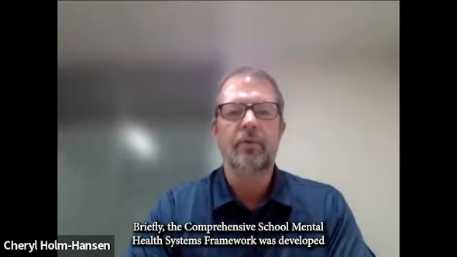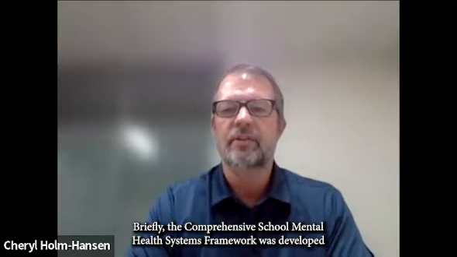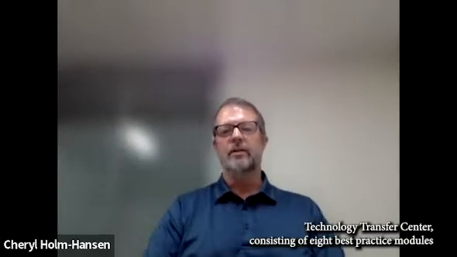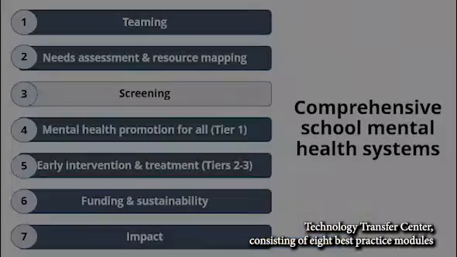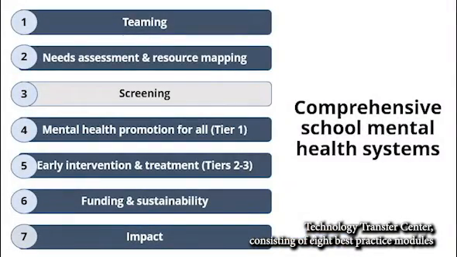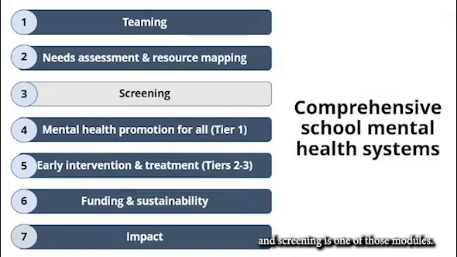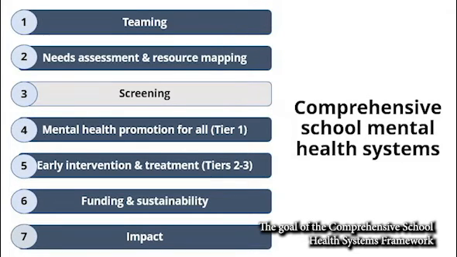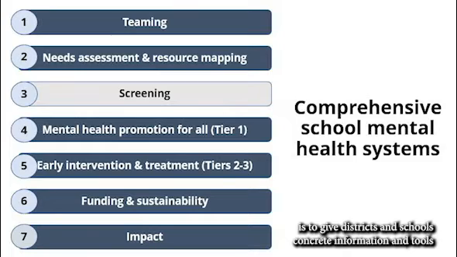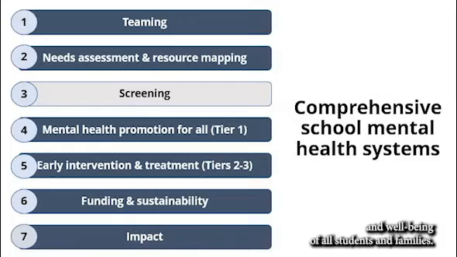Briefly, the Comprehensive School Mental Health Systems Framework was developed by the National Center for School Mental Health and the Mental Health Technology Transfer Center, consisting of 8 best practice modules, and screening is one of those modules. The goal of the Comprehensive School Mental Health Systems Framework is to give districts and schools concrete information and tools that they can use to implement best practices and build effective systems to support the mental health and well-being of all students and families.